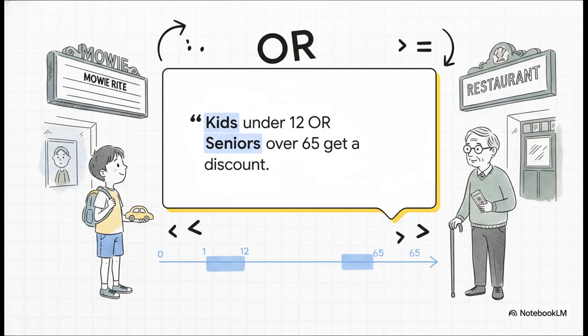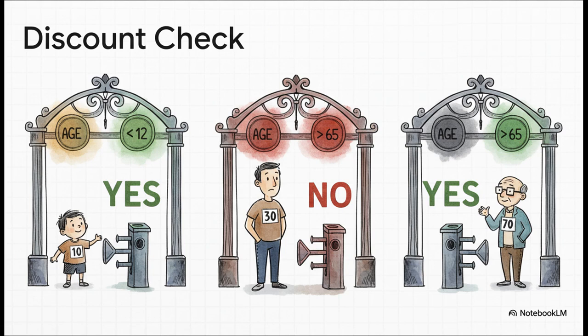To get that sweet discount, your age has to be less than 12 or your age has to be greater than 65. Let's run the numbers. Say you're 10 years old. Do you get the discount? Yep, because you passed the under 12 check. What if you're 30? Nope, you're not under 12 and you're not over 65. You fail both checks, so no discount for you.